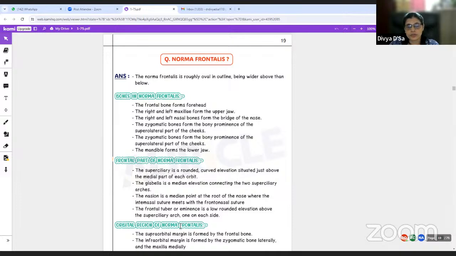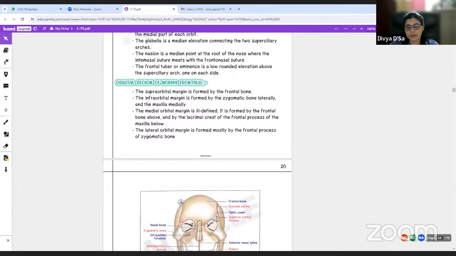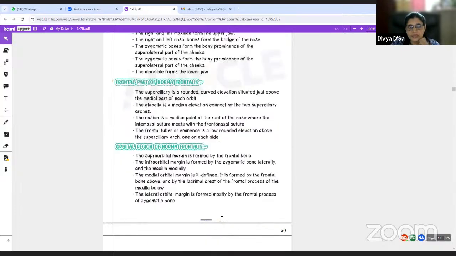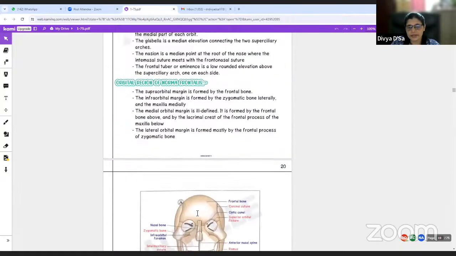Then we also see the superciliary arch above here. Above the orbit, there will be a prominence that is called the superciliary arch. It is a curved elevation seen just above the medial part of each orbit. Then the glabella, see here, the glabella is the median elevation, the elevated part of the frontal bone.